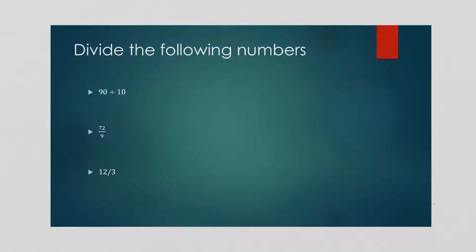Alright, on this one, now we're dividing. So 90 divided by 10 is 9. 72 divided by 9 is 8. 12 divided by 3 is 4. And I just want you to see these 3 different ways to write division. So we can use the division symbol, we can use a fraction bar, or we can use a sideways fraction bar. Not my favorite way because sometimes that fraction bar looks like a 1. So just be careful with that bottom one. Make sure that you make that bar a little bit longer than the number so that it doesn't look like a 1.